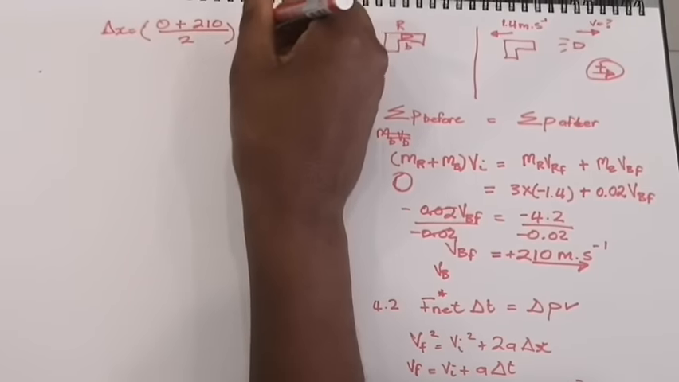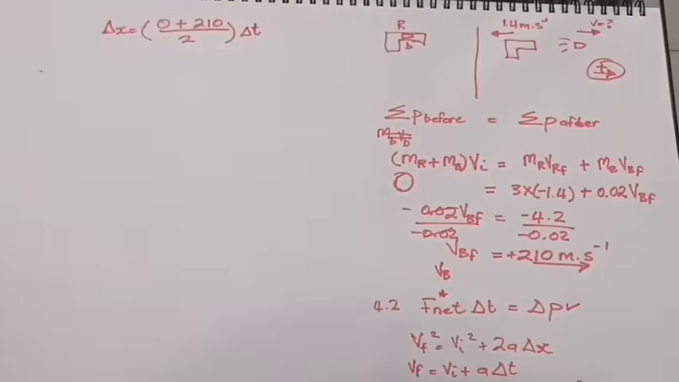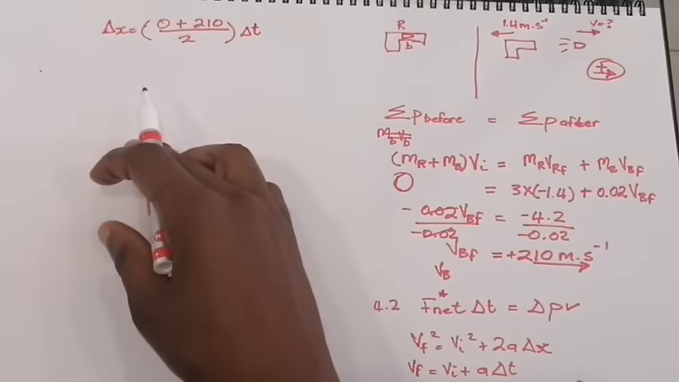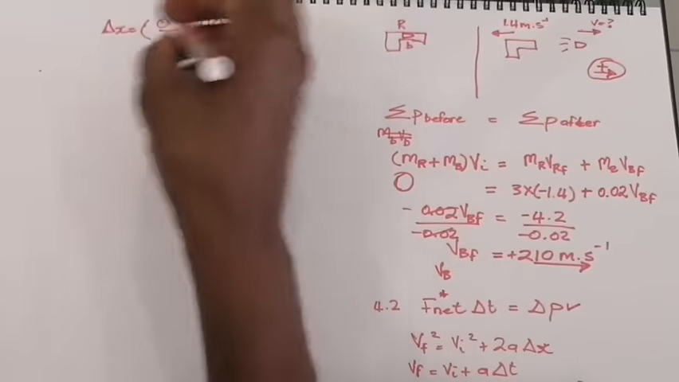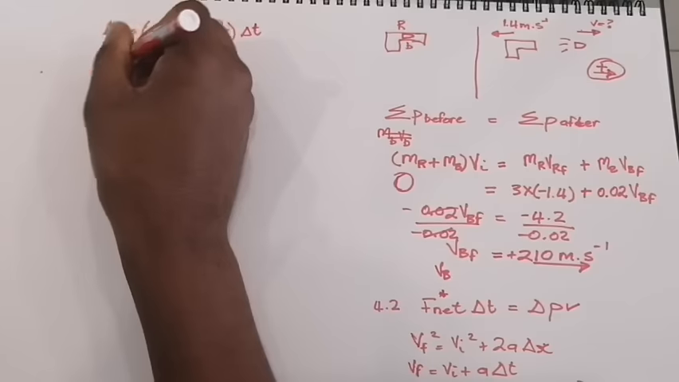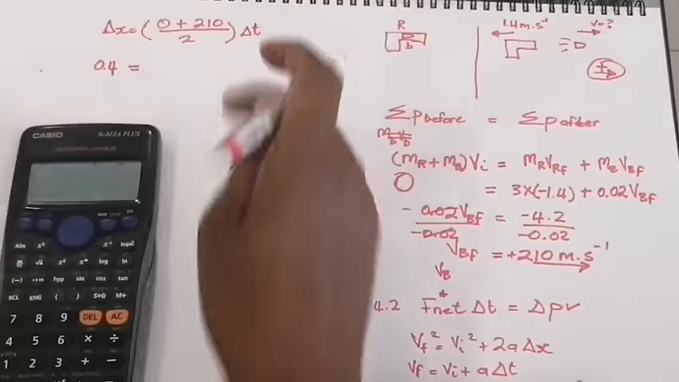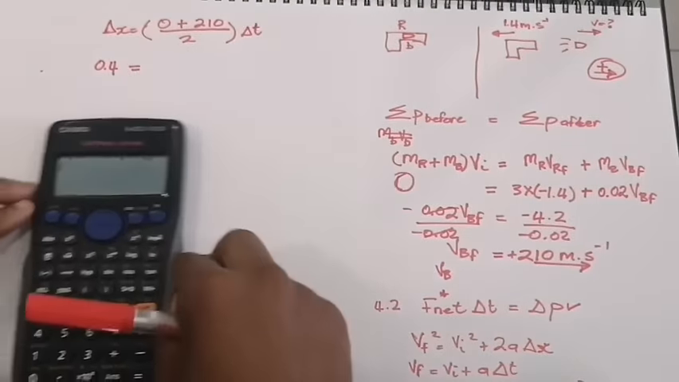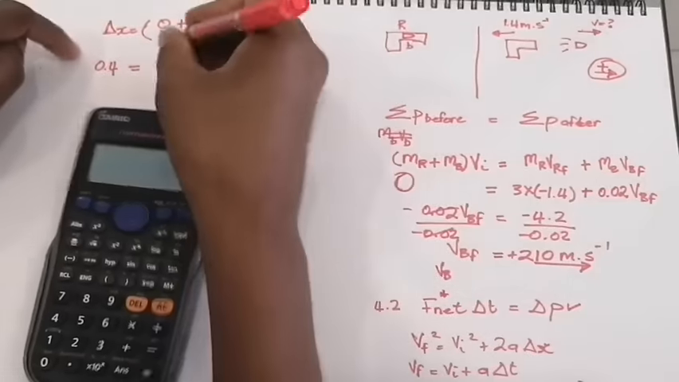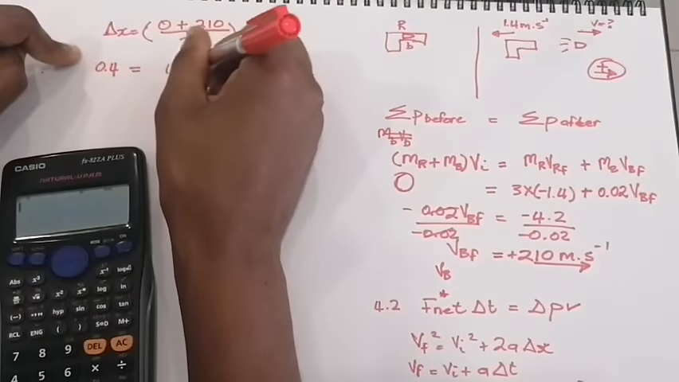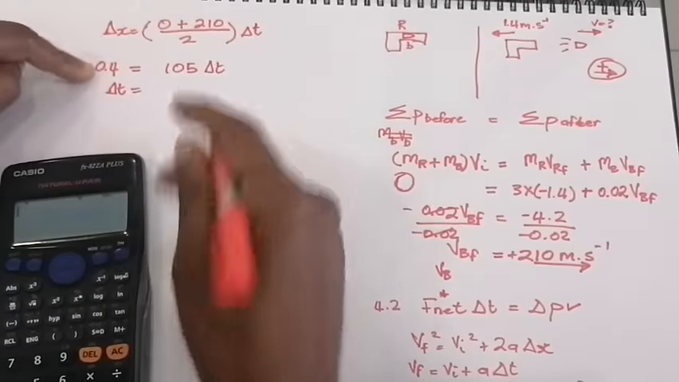Sorry, I just made an error there. Delta x is the displacement, and our displacement in this particular case was 0.4. It was displaced 0.4 meters. So that's 0.4, which equals... There's a bit of an issue with this question, but nonetheless, I'm just going to pretend I don't see it. So that's 210 divided by 2, which gives us 105 delta t. So that gives us delta t would be 0.4.